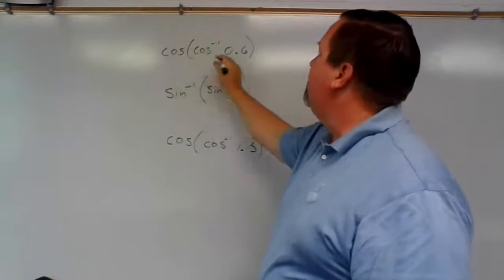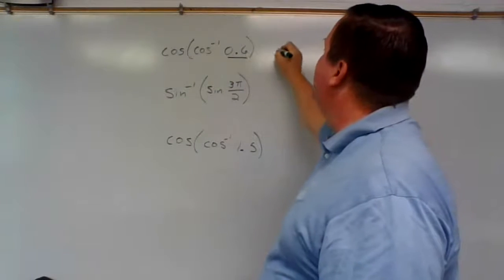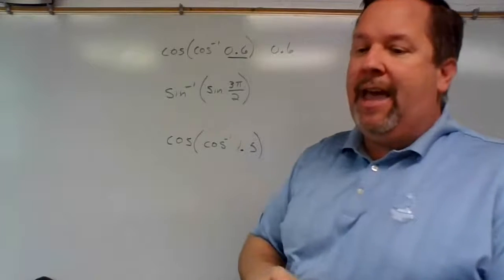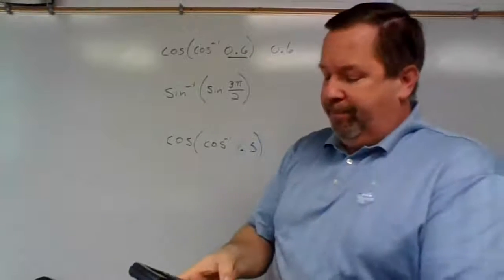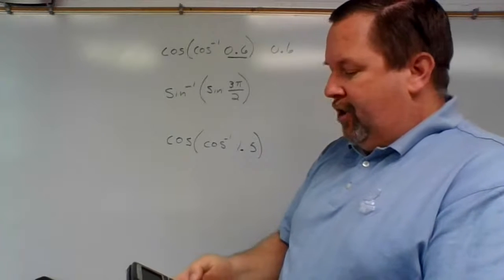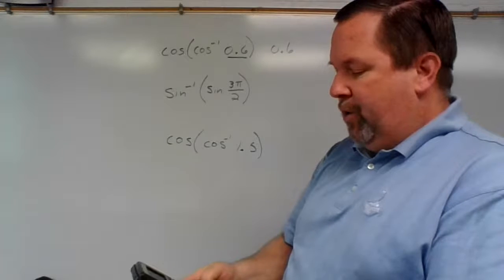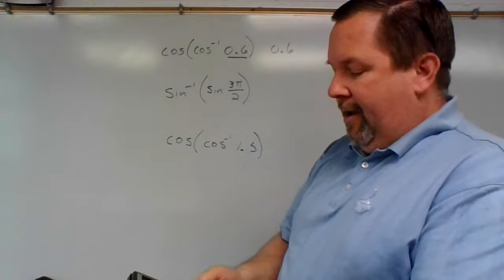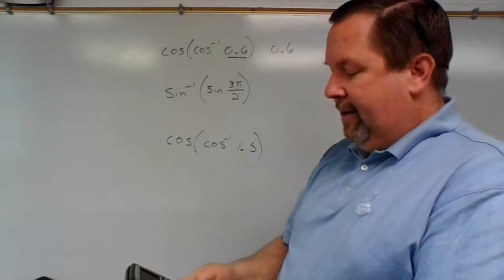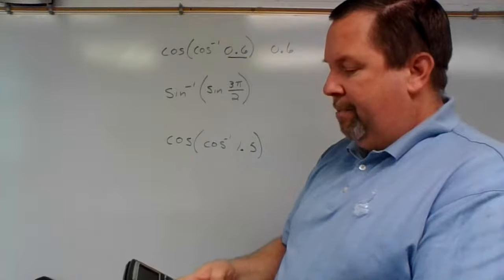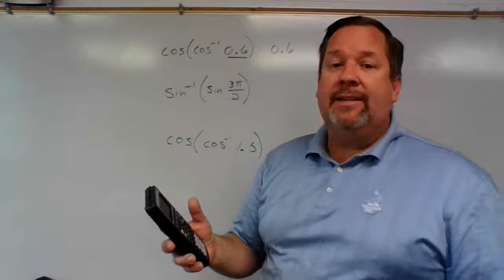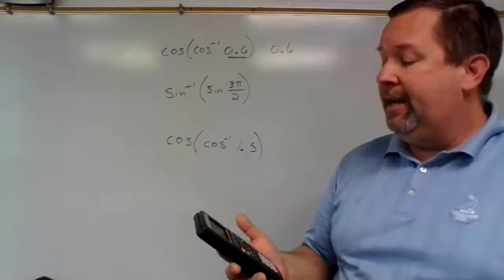These are inverse functions, and they bring me right back to my x value. The answer to that is 0.6. Go ahead and verify that on your calculator. We're going to do cosine of secant cosine 0.6. Get a couple of parentheses in there. And if you look, it just says 0.6. Got us right back to the beginning.